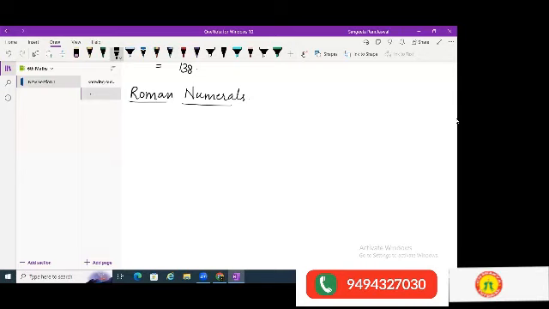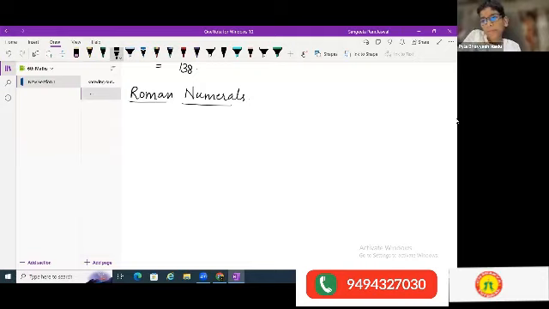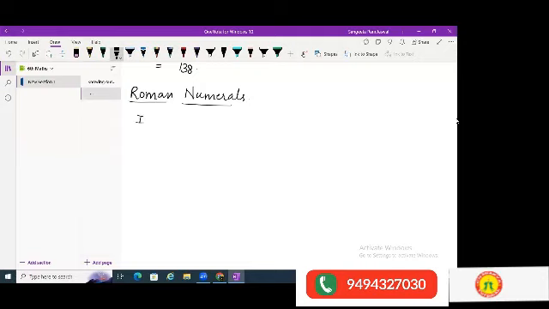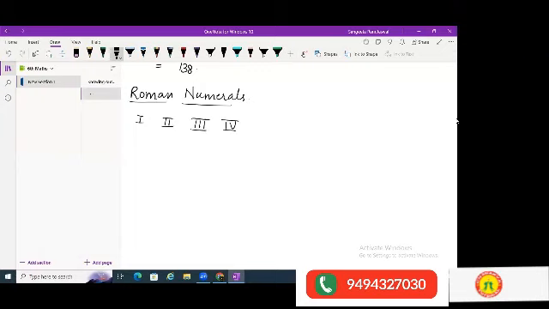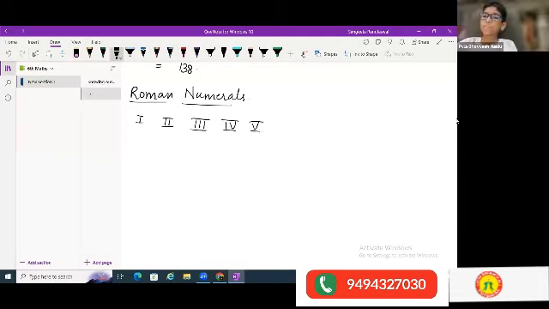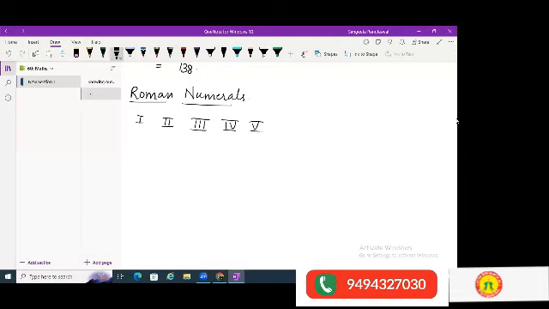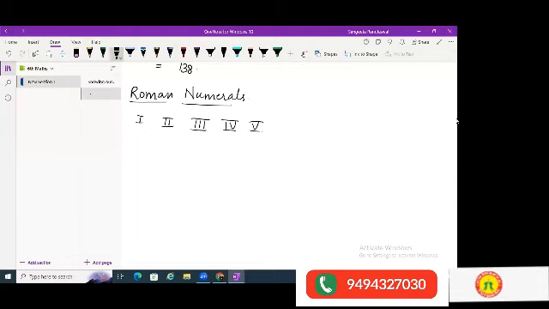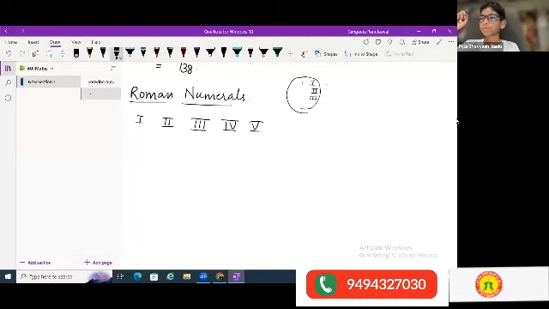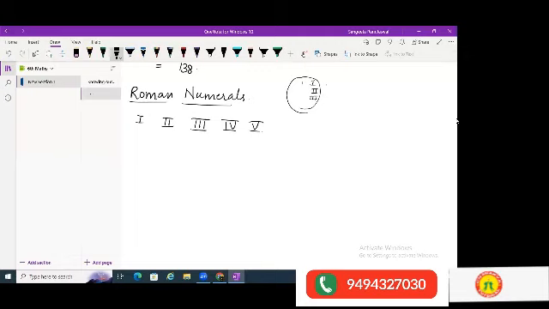You must have seen sometimes numbers written like this: I, II, III. Where have you seen such numbers written? When we denote the classroom, class 1, class 2, class 3, 4, 5. And you must have seen them in clocks also. In clocks also, we sometimes see numbers written like this.